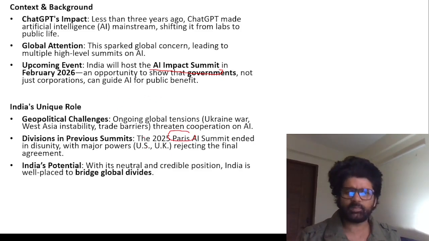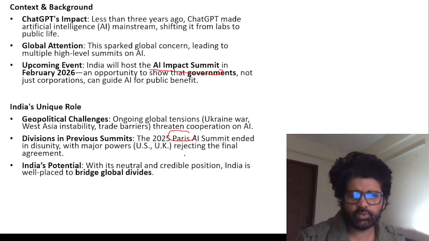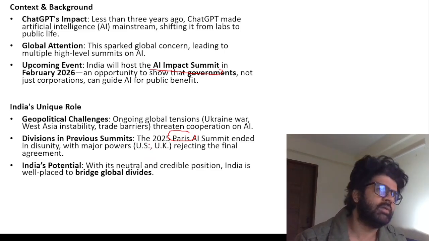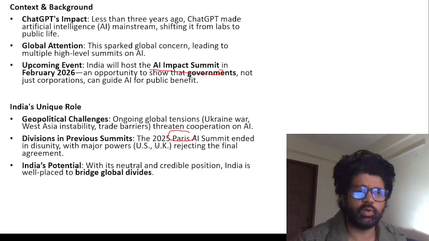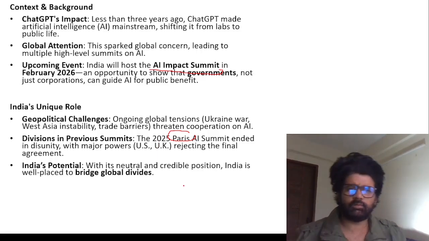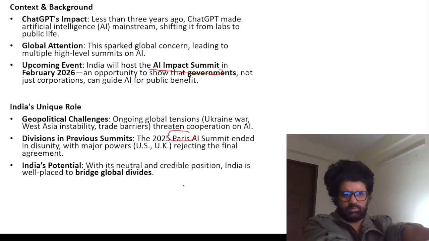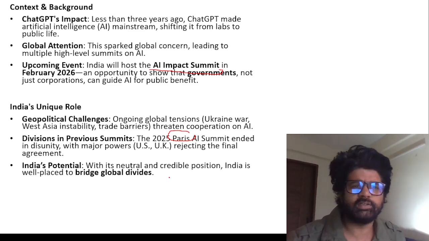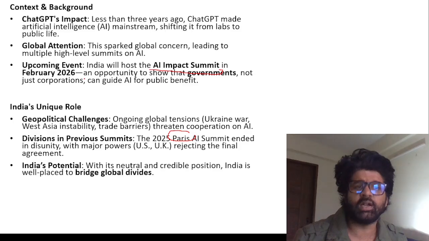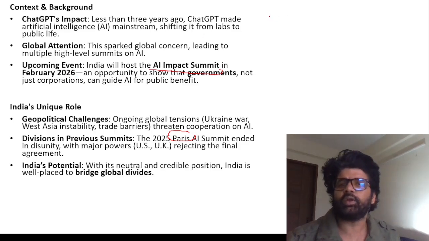The 2025 summit was very tumultuous. Tumultuous means the US and UK were fighting in their own regard. India is a neutral power to a greater extent, so maybe this particular AI summit in 2026 will not be that contentious. Then they're talking about certain stuff.